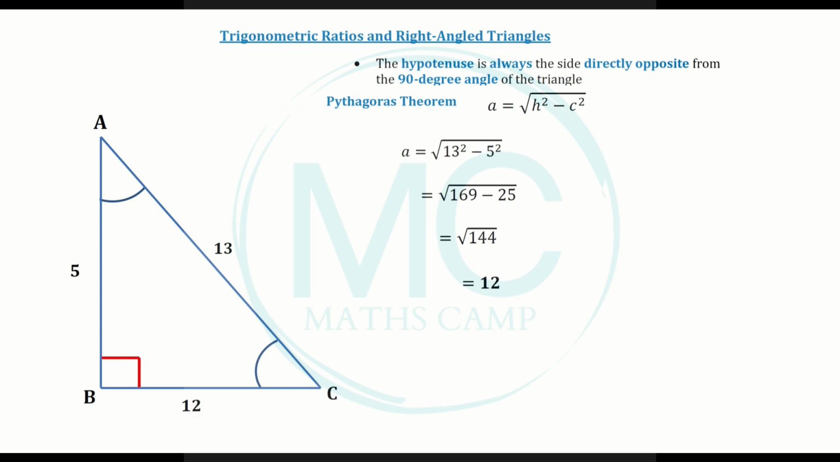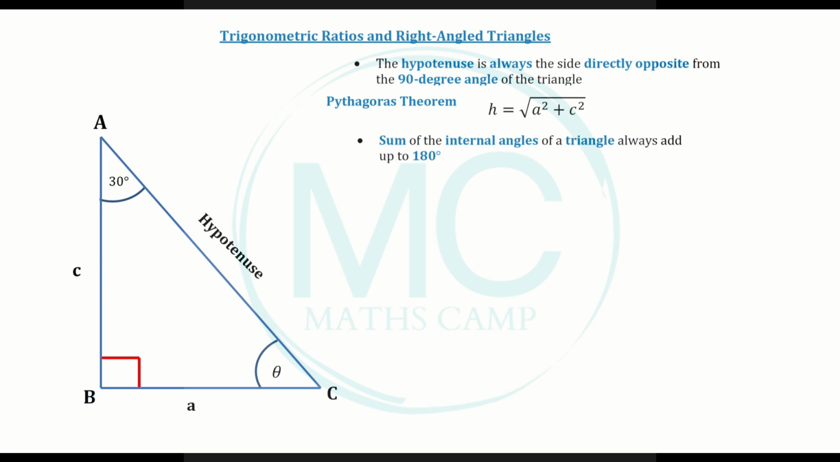Geometry also taught us that the sum of the internal angles of a triangle is always equal to 180 degrees. That means that if we take this triangle and we say angle A plus angle B plus angle C, we get a total of 180 degrees. And this rule applies to any triangle, regardless of whether it is a right-angled triangle or not.